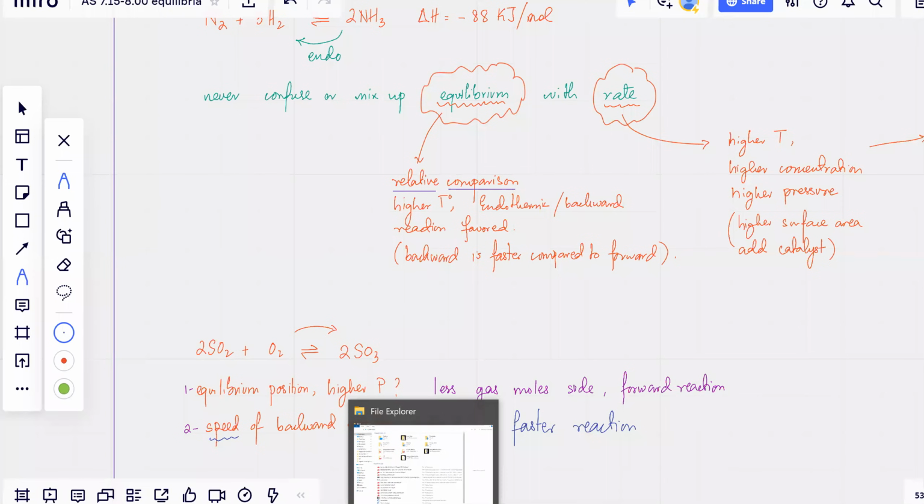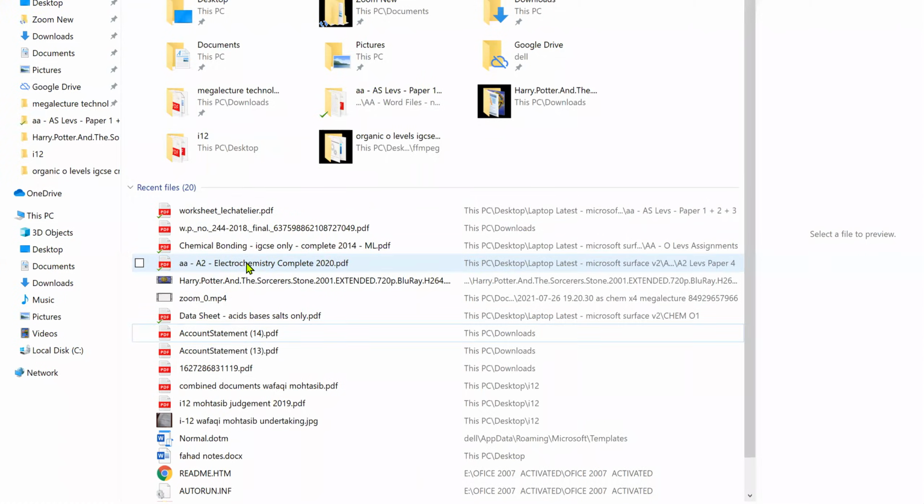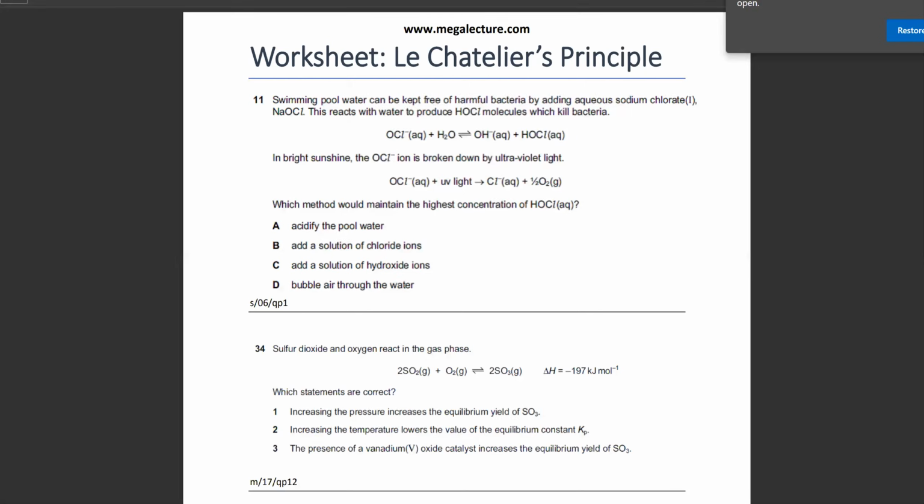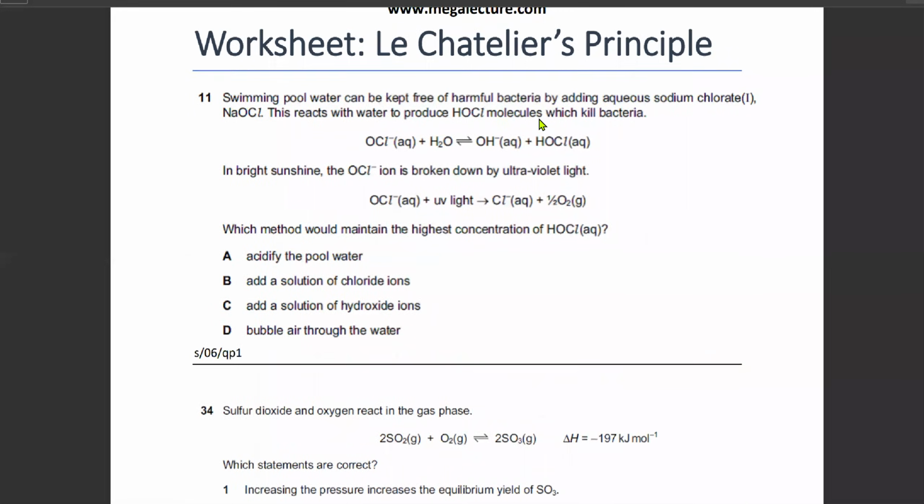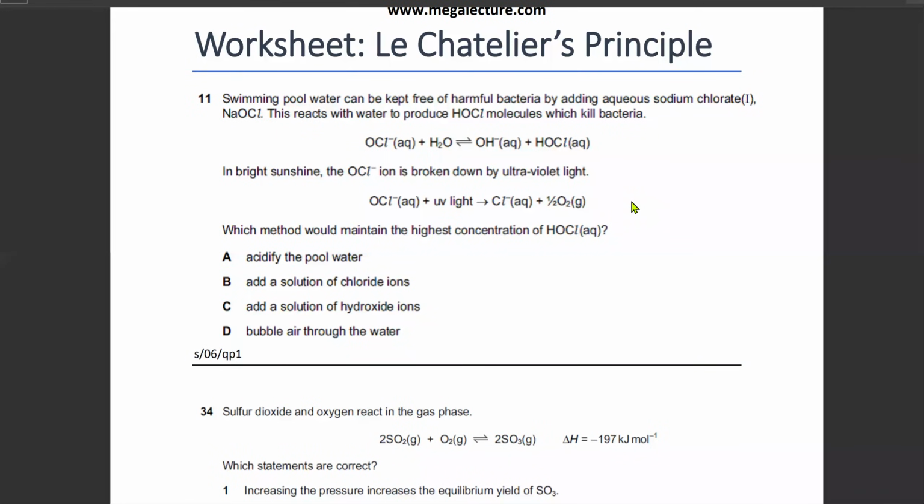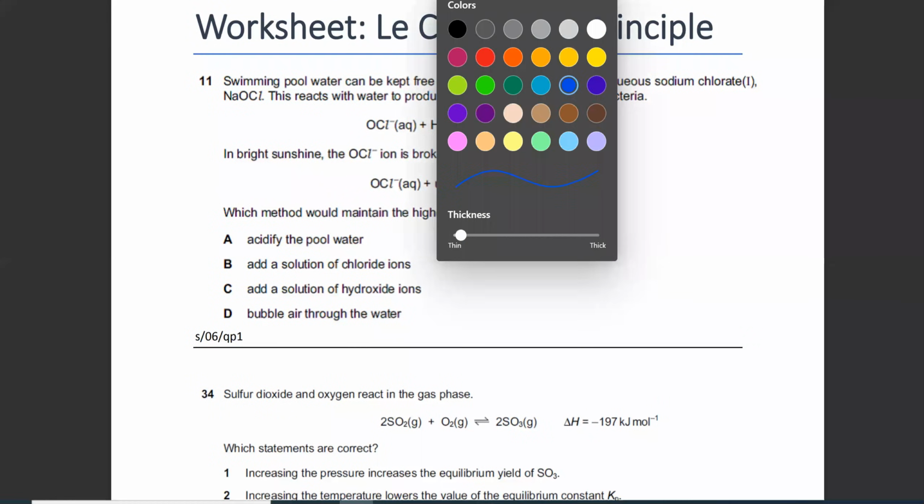So we're going to do a worksheet on Le Chatelier's principle. Now starting with the first question.